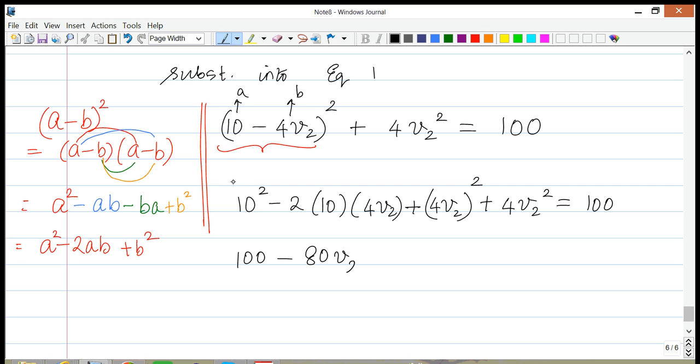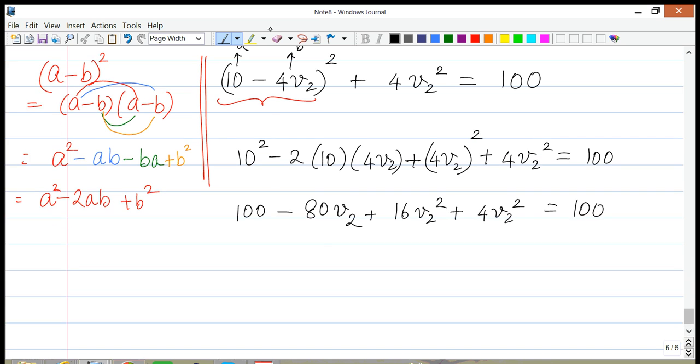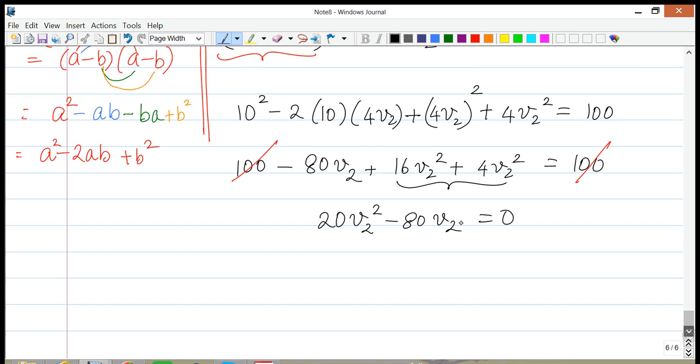So I get negative 80 v2 plus 16 v2 square plus 4 v2 square is equal to 100. Now what happens here is that things get cancelled. So I can get rid of the 100, and then I can combine these two terms and end up getting 20 v2 square minus 80 v2 equals 0. Okay, alright, great. We're very close to the end now.